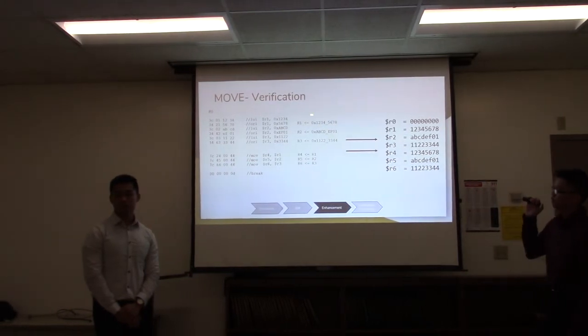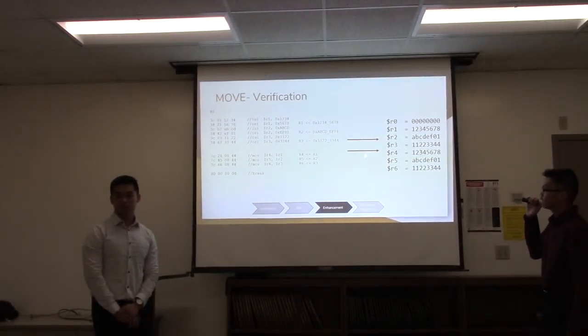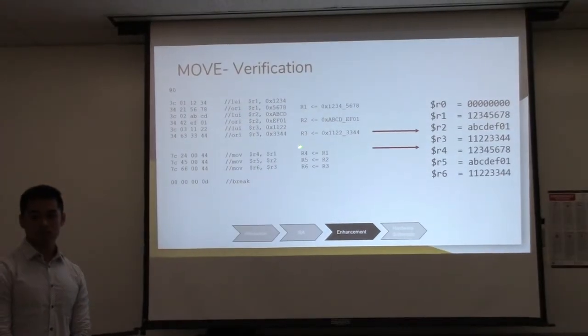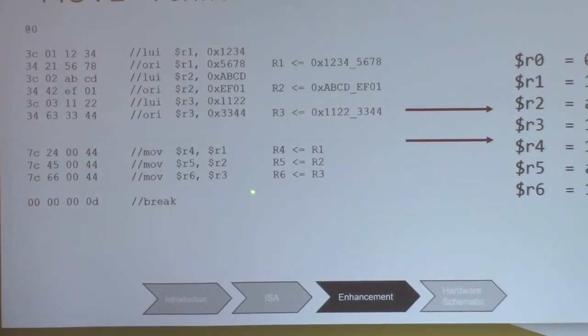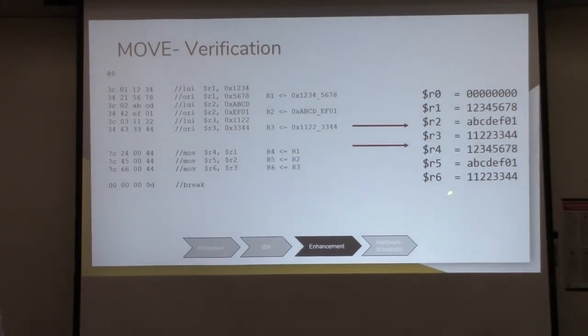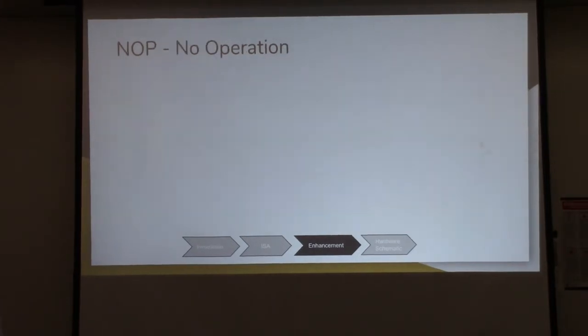Alright, so for the verification of the move, we have R1 to R3 being initialized with hex values. And then we have 3 move instructions where R1's content would be copied onto R4, R2 onto R5, and R3 into R6. And you can see in the log files that indeed R4 is the same value as R1, and R5 is the same as R2, and R6 is the same as R3.